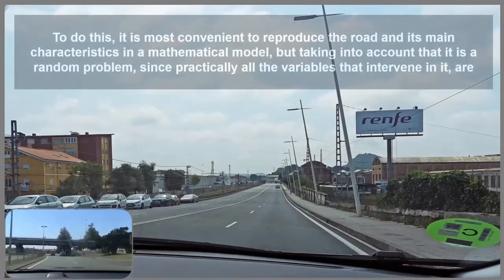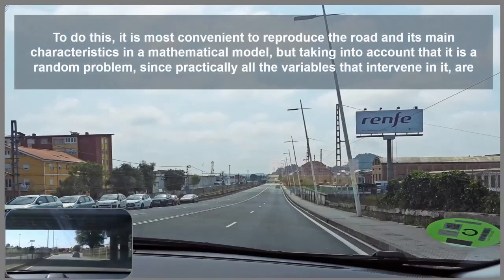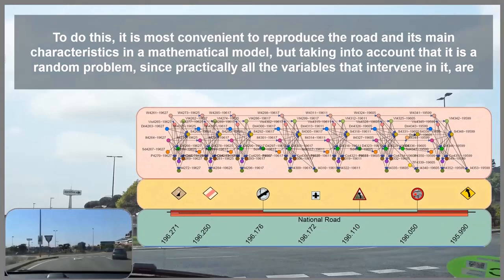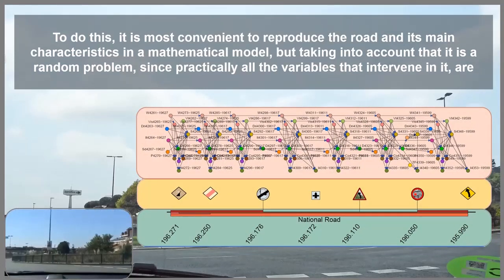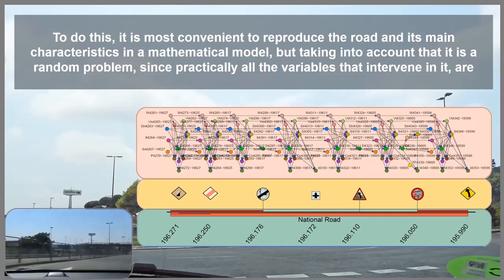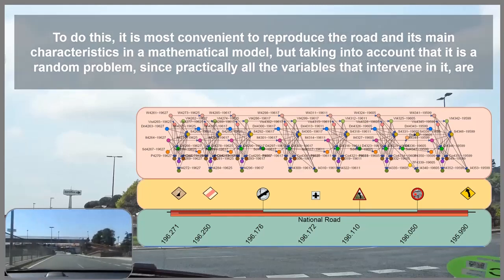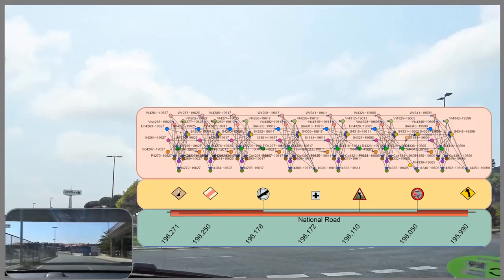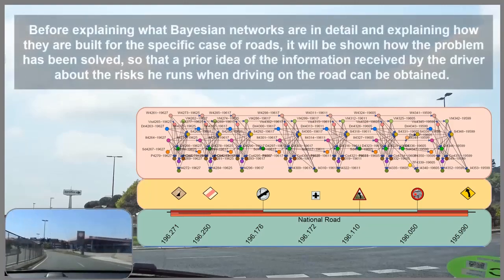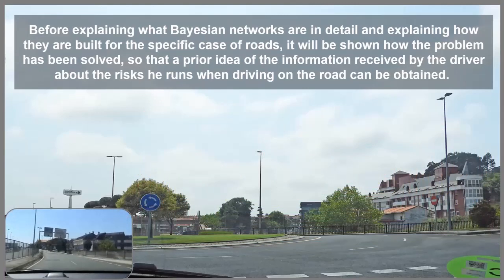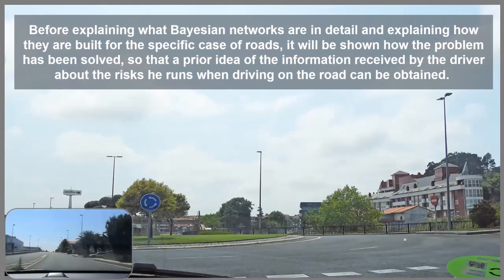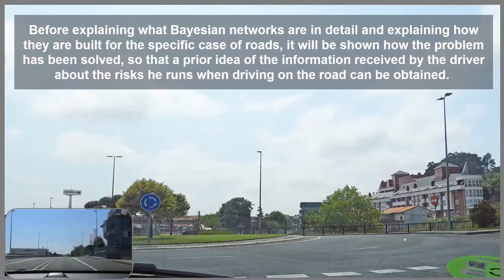To do this, it is most convenient to reproduce the road and its main characteristics in a mathematical model, but taking into account that it is a random problem, since practically all the variables that intervene in it are. Before explaining what Bayesian networks are in detail and how they are built for the specific case of roads, it will be shown how the problem has been solved, so that a prior idea of the information received by the driver about the risks he takes when driving on the road can be obtained.